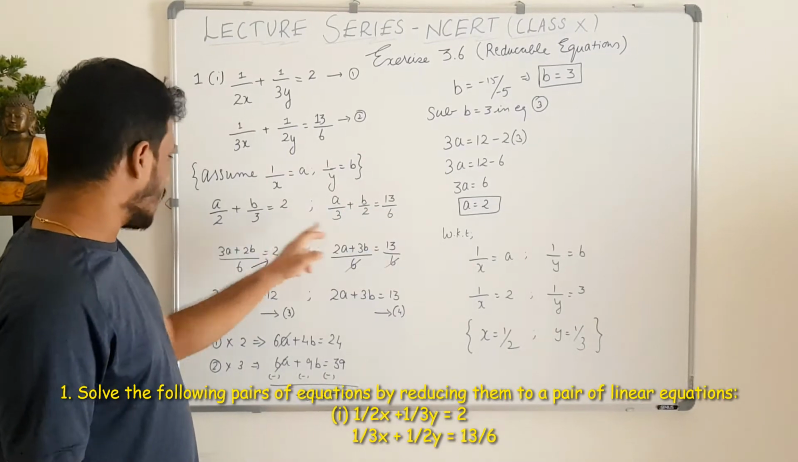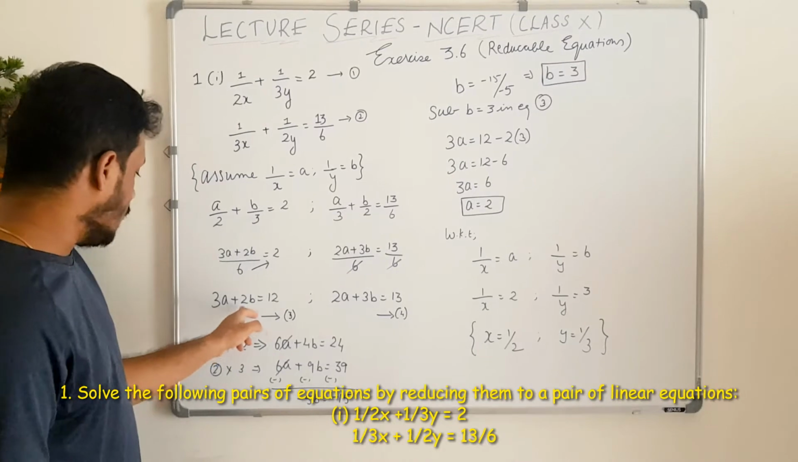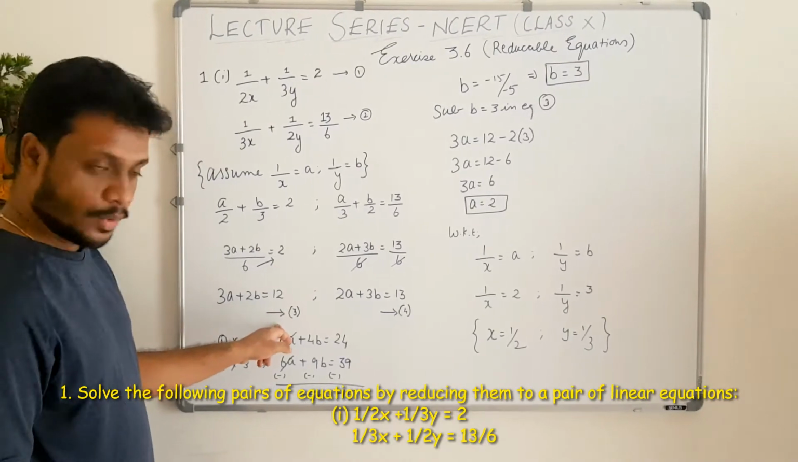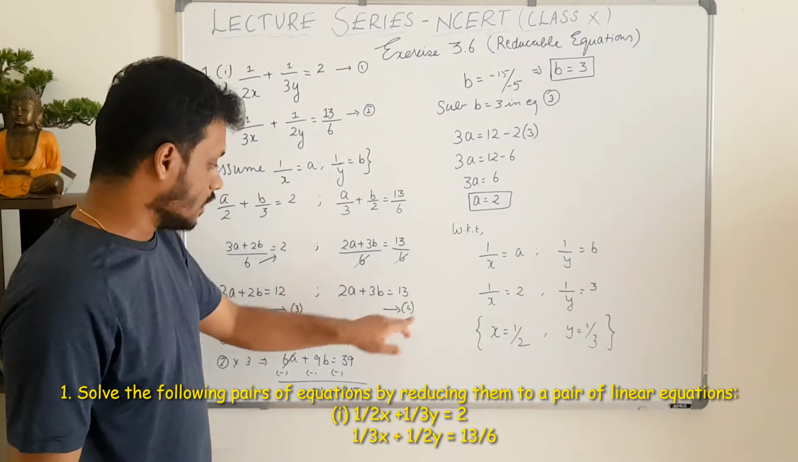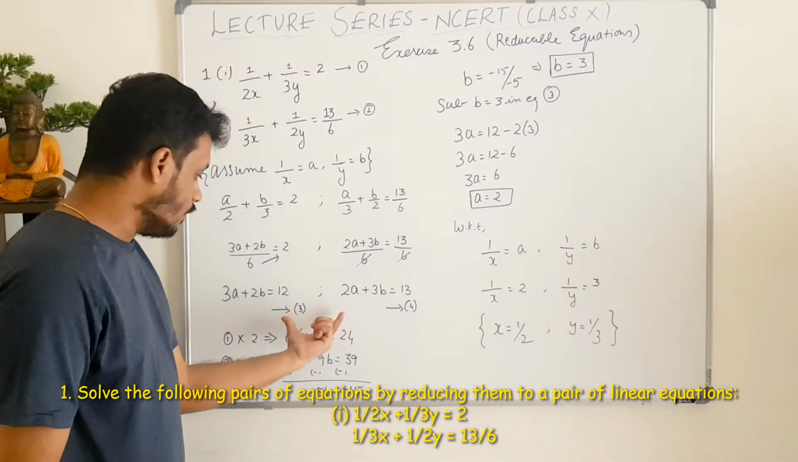Now this is again not in a standard form, so I take LCM. When I cross multiply, I get 3a plus 2b equal to 12, which is my third equation, and 2a plus 3b equal to 13, which is my fourth equation. So this becomes my standard equations now. So I'll be solving 3 and 4 first.